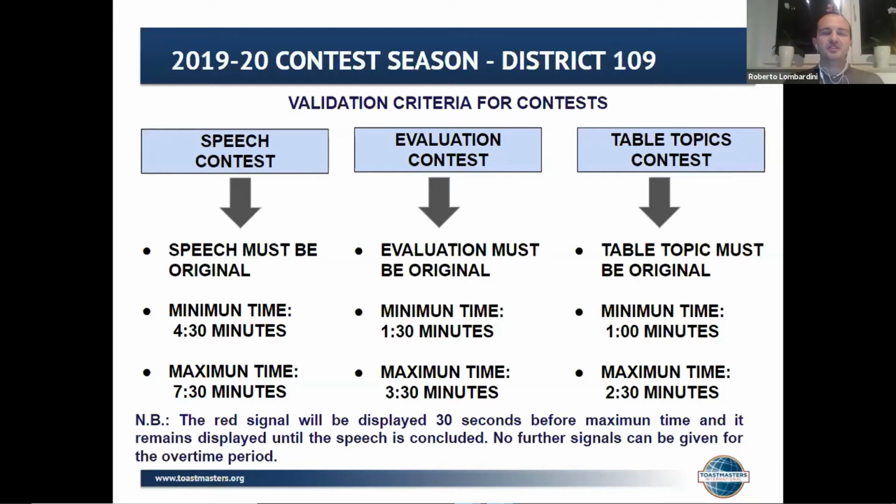So after 7 minutes, or 3 minutes for evaluation, or 2 minutes for table topics, they will see the red card, and then that red card will stay until they finish the contest. But we will see later for the timer.